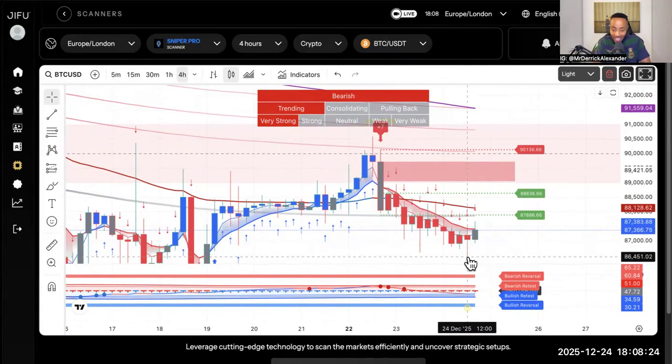right here at 86451.02. So guys, there you have it. There is a very simple example on how to use Sniper Pro. I'll go through them again.